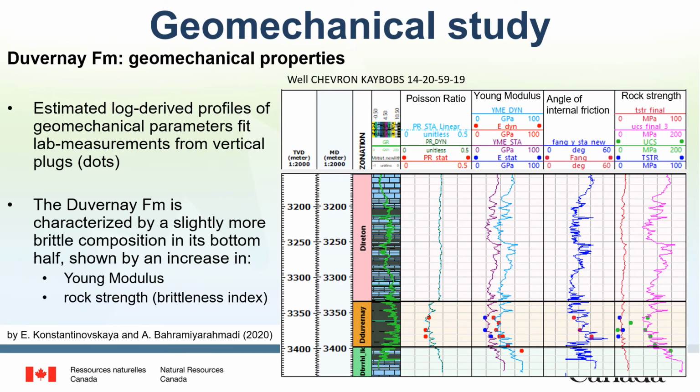As well, geomechanical properties estimated from core plugs generally correlate well with estimated profiles obtained from well logs and confirm that the shale is slightly more brittle in the lower portion of the Duvernay Formation, with an increase in values of Young's modulus and thus rock strength.